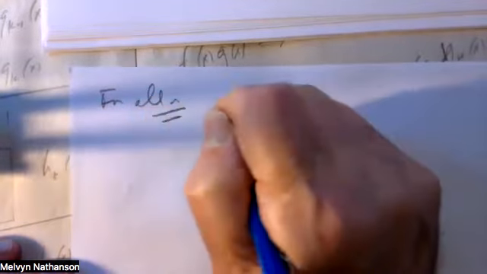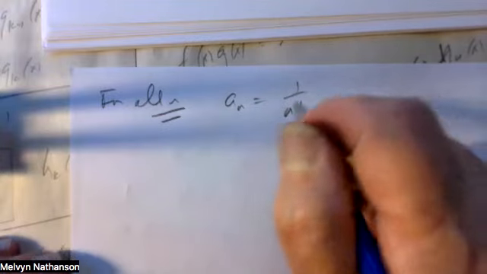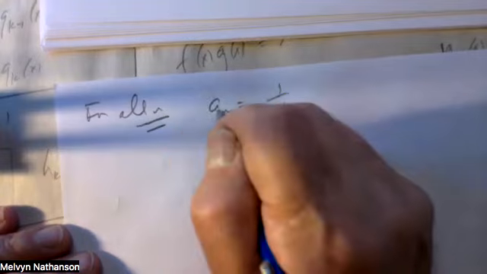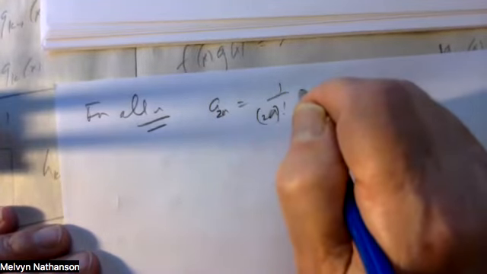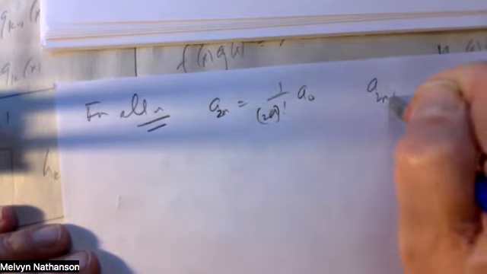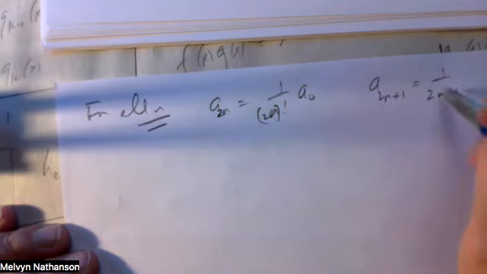So what we see, in fact, is, for all n, a sub n is 1 over n factorial. So not for all n. a sub 2n is 1 over 2n factorial a0, and a sub 2n plus 1, for odd numbers, we get 1 over 2n plus 1 factorial a1.